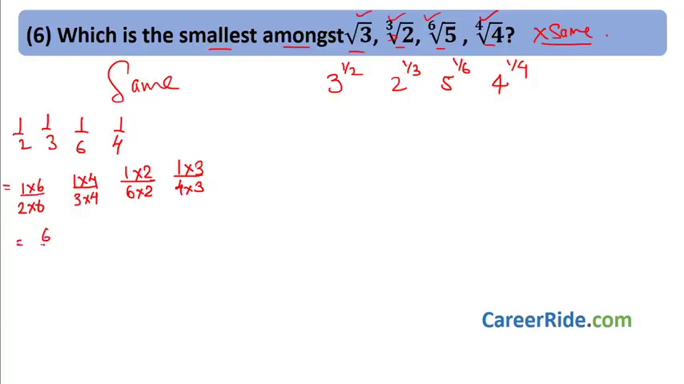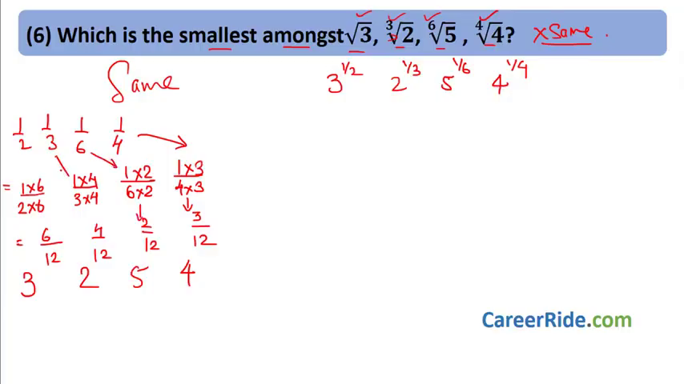So we will get here 6 upon 12, 4 upon 12, 2 upon 12, 3 upon 12. And this is nothing but 3 raised to 6 upon 12, 2 raised to 4 by 12, 5 raised to 2 by 12 and 4 raised to 3 by 12. This is for this, this comes over here. This is for this, this comes over here. This is for this comes over here and this is for this. So what we can write?